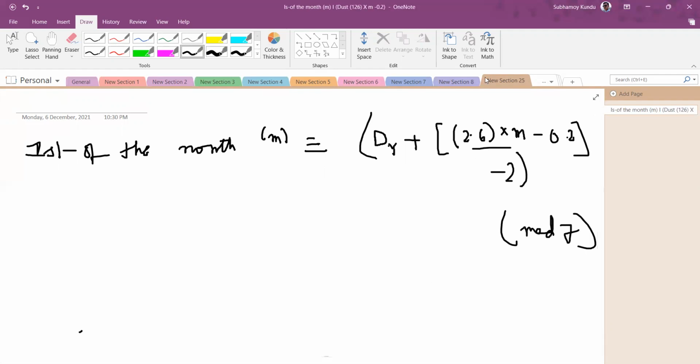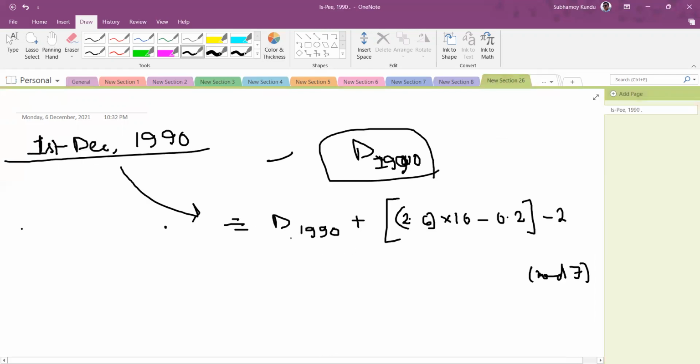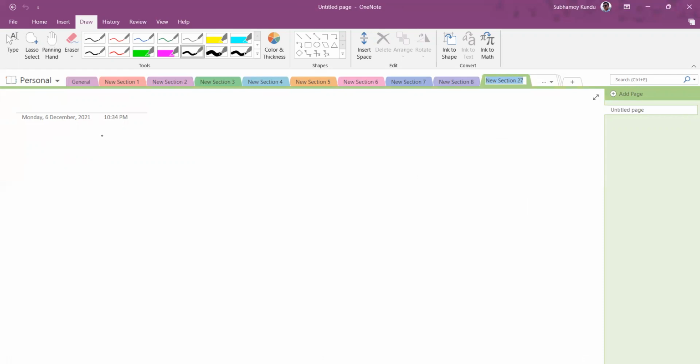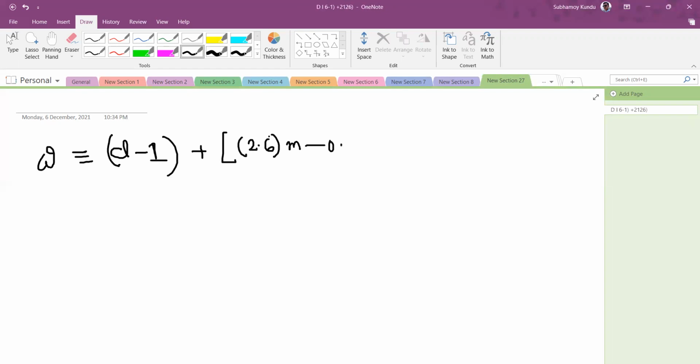Okay, so that's what we did. So if we are finding the weekday of any date of any month, it will be nothing but you have to find out like this: d minus 1 plus 2.6m minus 0.2 minus 2 plus dy. dy is nothing but the day of the corresponding first month of the corresponding calendar year.